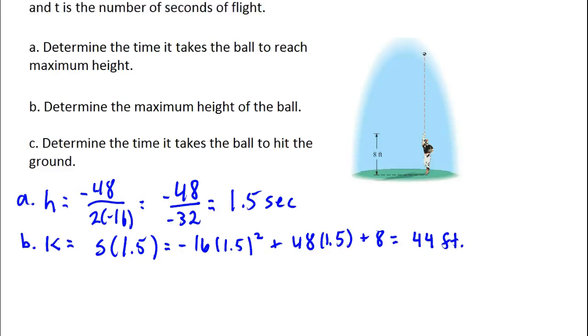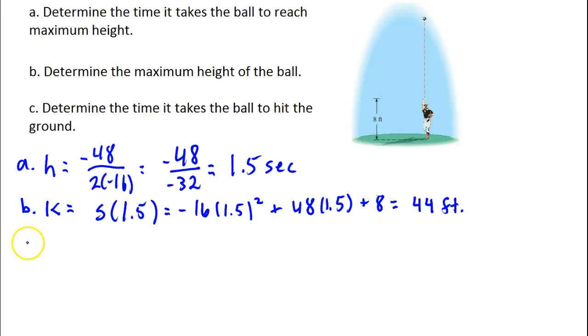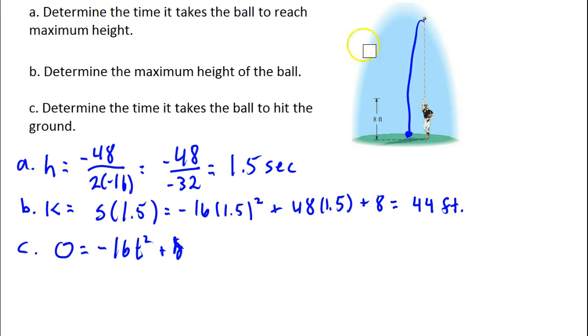Part C. Determine the time it takes the ball to hit the ground. When it hits the ground, its height is going to be 0. So I'm going to set this equation equal to 0 and solve for t. So I've got negative 16t squared plus 48t plus 8.